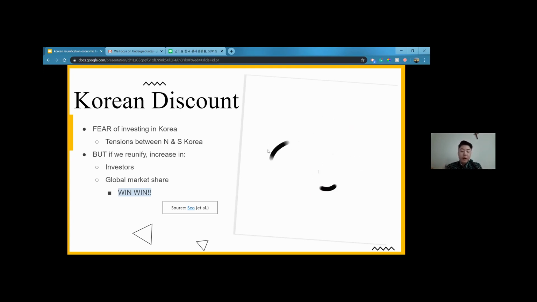However, if we reunify, there would be no more geopolitical tensions to worry about, and the Korean market can expand and become a risk-free investment. So that'll increase our global market share by who knows what and boost our economy, which is such a win-win situation.